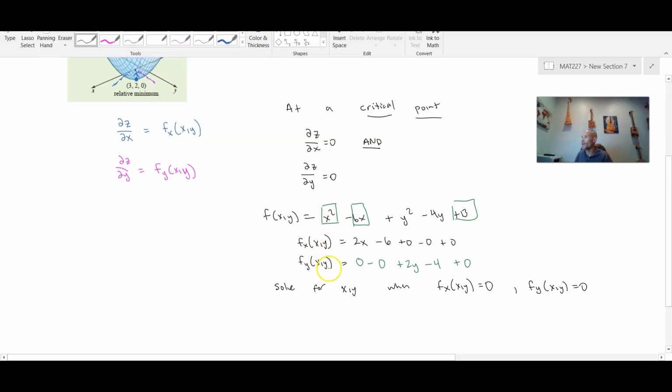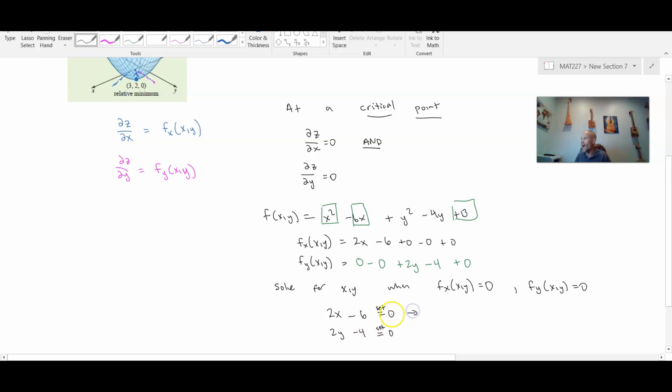All right, so f sub x, which is this equation, 2x minus 6, I'm going to set that equal to 0. I'm not saying it's always 0, it's just that we are figuring out for what x it is 0. And in the second equation, we'll write 2y minus 4, set that equal to 0. And these are fairly harmless equations to solve.